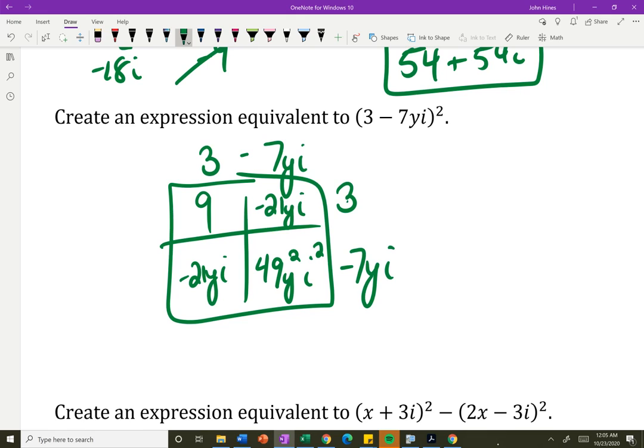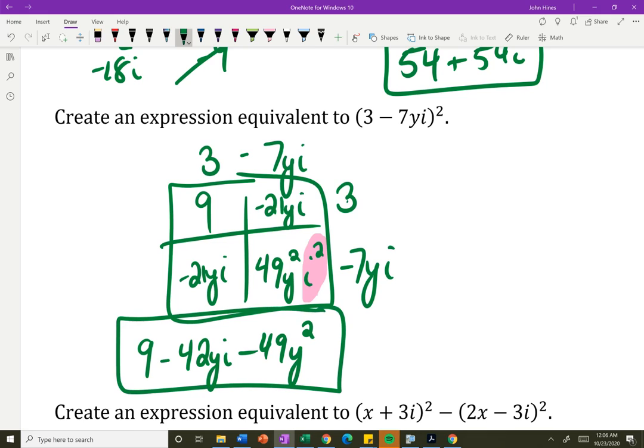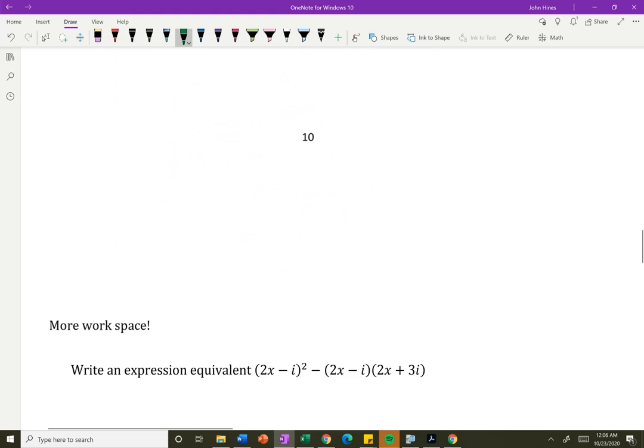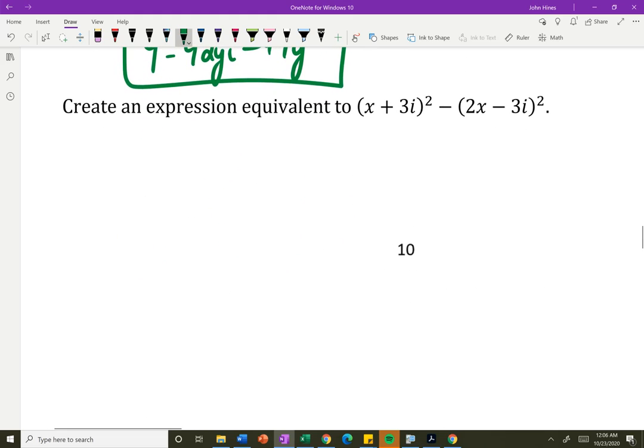So we get 9 minus 42i. And then wait a minute, I see an i squared here, so that is going to become a negative 49. And that's basically my answer, because there's nothing I can really combine term-wise there. So I'm going to leave that as my answer. We'll do two more together, and then I'll let you guys go.